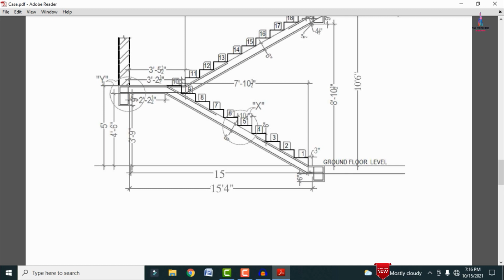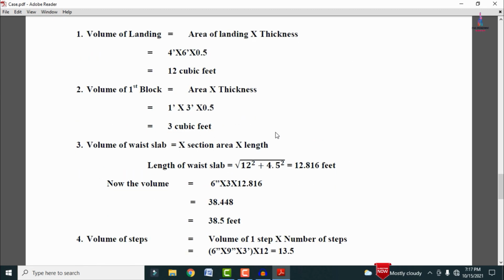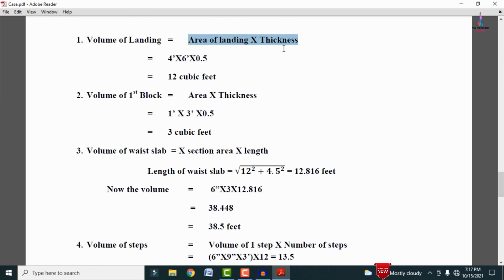For each staircase we will consider the length as a 3 feet section. Again, there are two types of staircase: one is up to the landing position and one is from the landing position. So 3 plus 3 is approximately equal to 6 feet here. So the length of this landing is 4 feet, and the width of the landing is 6 feet. Here we take the area of the landing as 4 feet multiplied by 6 feet.